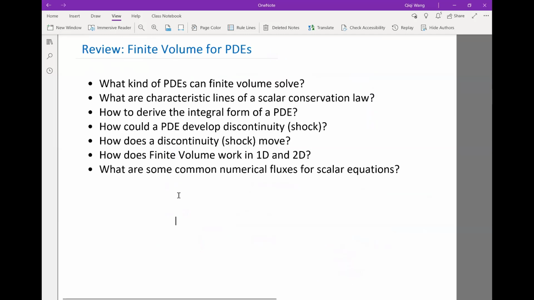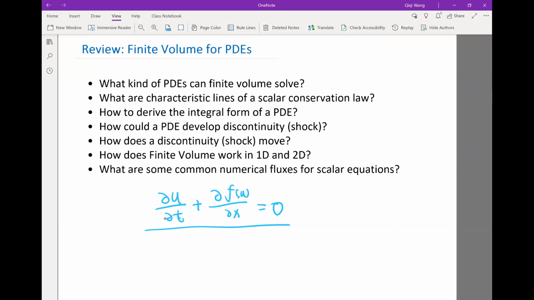If no, let's go to finite volume. So finite volume solves conservation laws: du/dt plus the derivative of a flux with respect to x equals 0. These are scalar PDEs in one dimension that finite volume can solve for you.